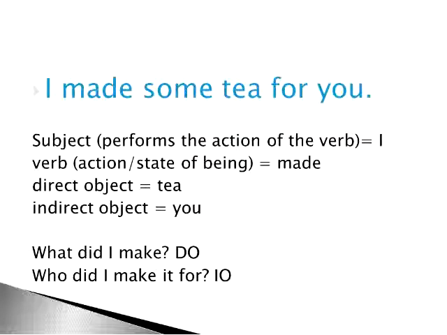So these are the questions that I went over last time. What did I make? That's your direct object. What did you make? Tea. And who did I make it for? You. So that's how you can figure out which one's the direct object and which one's the indirect object. The direct object answers what, and the indirect object answers who. Remember, the what is going to be more of a thing, and the who is a person you are giving it to.